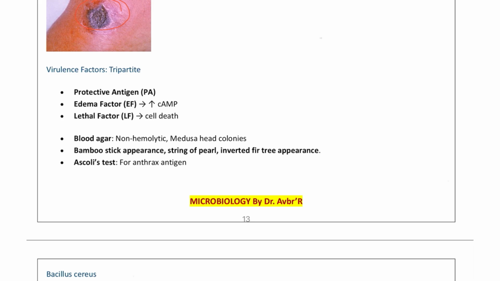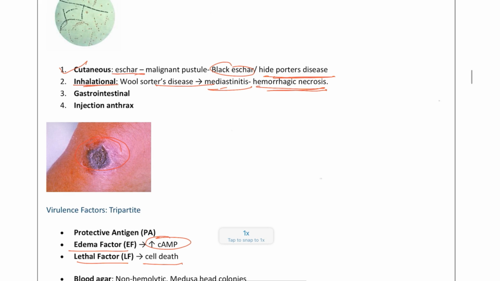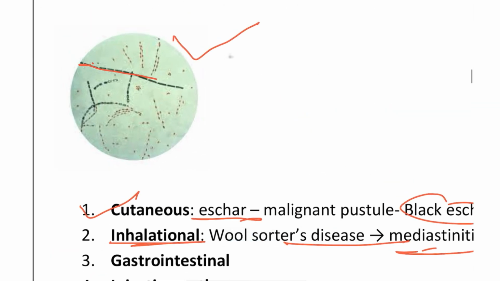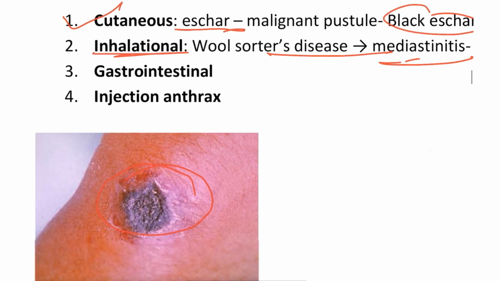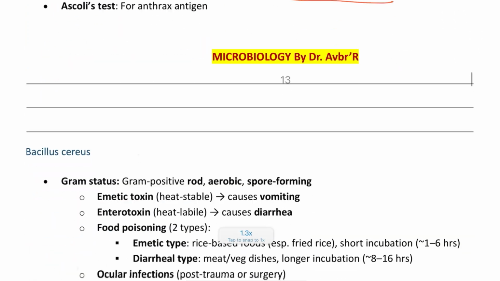Next, it has two factors, edema factor and lethal factor. Edema factor will increase cAMP and lethal factor will cause cell death. Features that you have to remember: it looks like a bamboo stick appearance, string of pearls appearance, and also inverted fir tree appearance, Medusa head colonies. All this will be seen. Here you can see how the presentation will look. Medusa head and bamboo stick appearances are what you are going to see with this one.